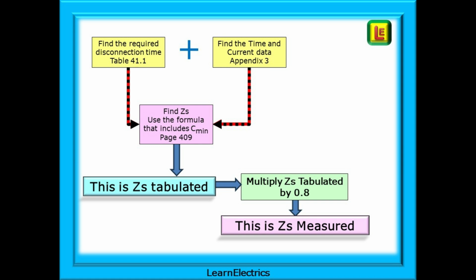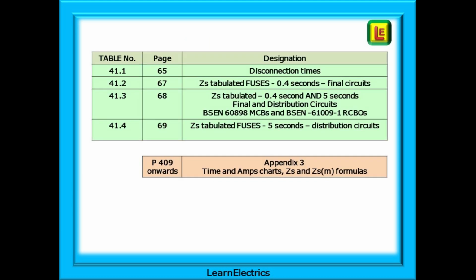Use ZS tabulated in 18th edition exams unless ZS measured is specifically asked for, and use ZS measured when on site and measuring circuits. And a final reminder of where to find the tables and charts in the wiring regs book. The 18th edition exam is based around the wiring regulations book, not the on-site guide. A future video will look at ZS for reduced low voltage systems, and a video on using ZS from the on-site guide is also planned.